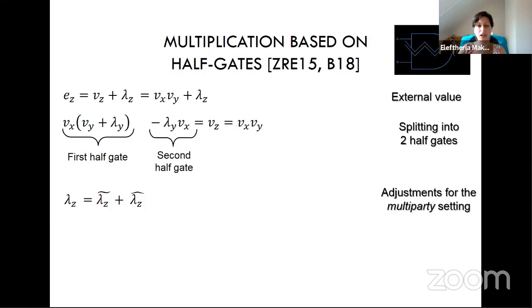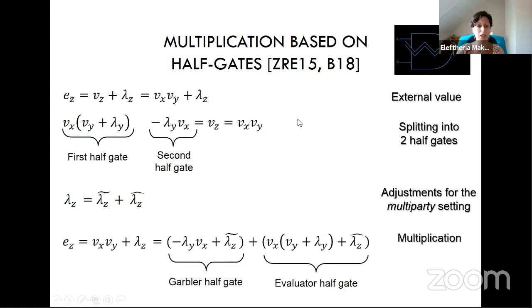Okay, and how are we going to then garble and compute this external value? We are going to take these half gates we split before and add the corresponding permutation elements. By the way, I didn't mention these permutation elements have to be random, but they have to add up to the lambda z, of course, the permutation element at the output wire.